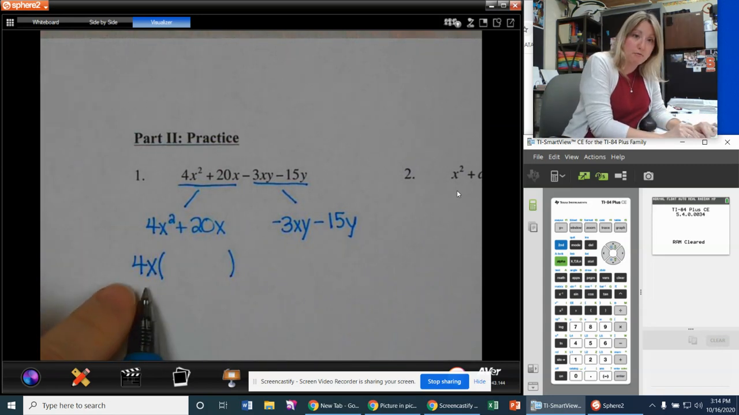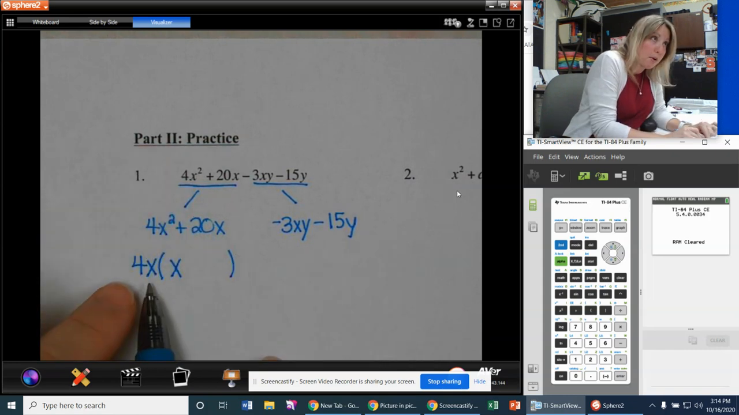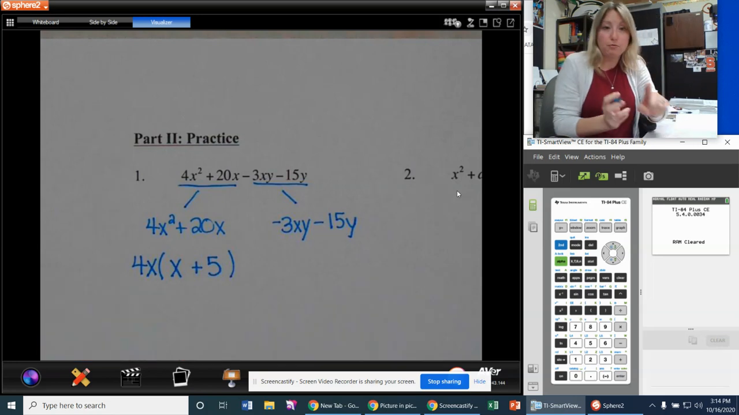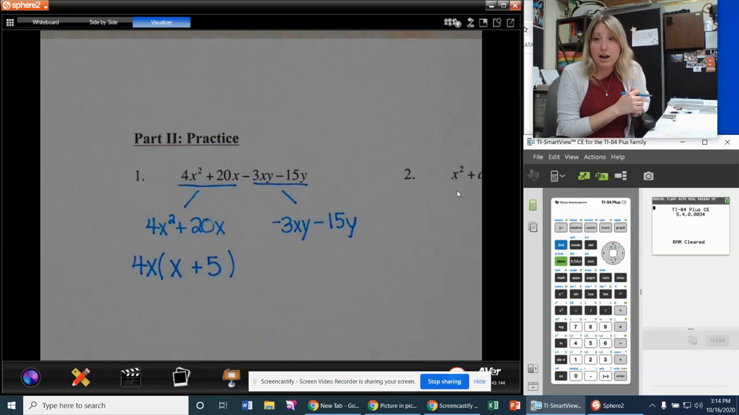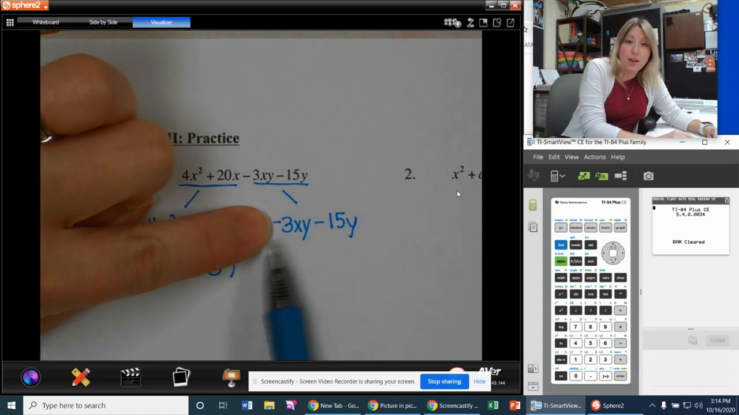4x squared divided by 4x is a 1x left here. 20x divided by 4x is a plus 5 left here. So we're hoping for the leftover on the other side to also be a positive 5. Now this is kind of important as to how I choose to factor this next one, right? Because if I left the negatives in, I'm not necessarily going to see an x plus 5 as my binomial leftover.